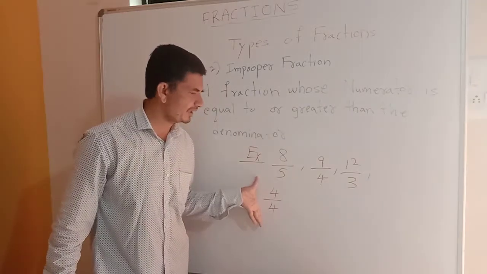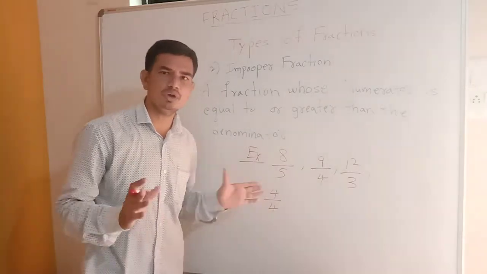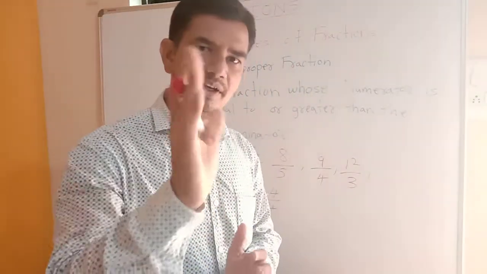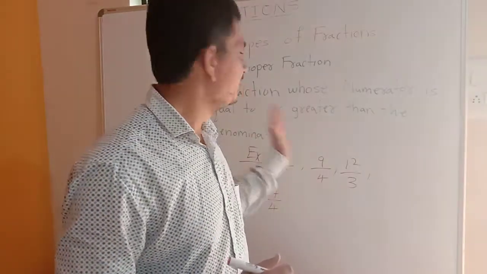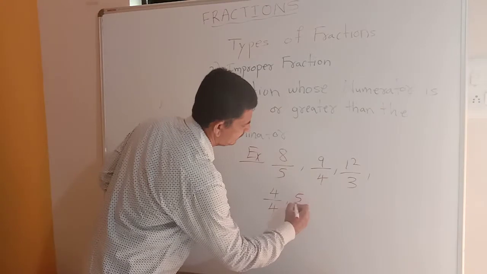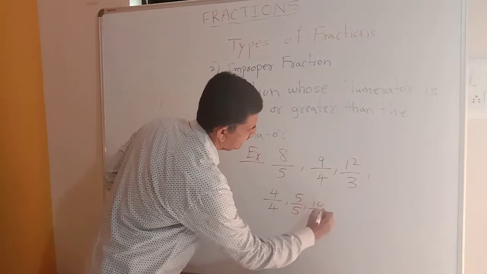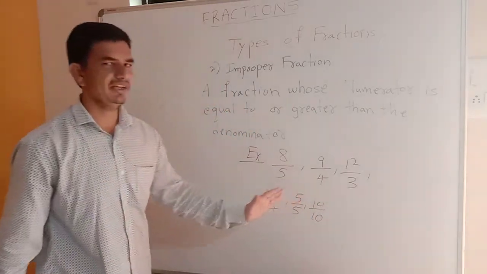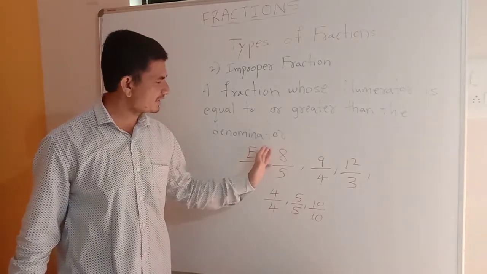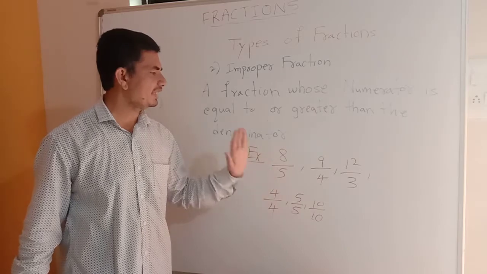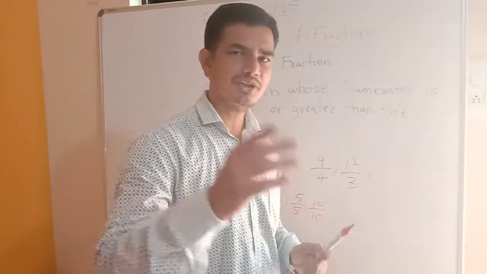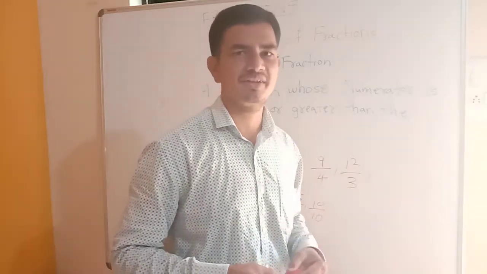Don't get confused: if both the numerator and denominator are equal, what kind of fraction is it? If the numerator and denominator are equal, then that kind of number is called an improper fraction. So 5 by 5, 10 by 10, any number. If the numerator is greater than the denominator, that kind of fraction is also called an improper fraction. Now the next and last one, that is mixed fraction.